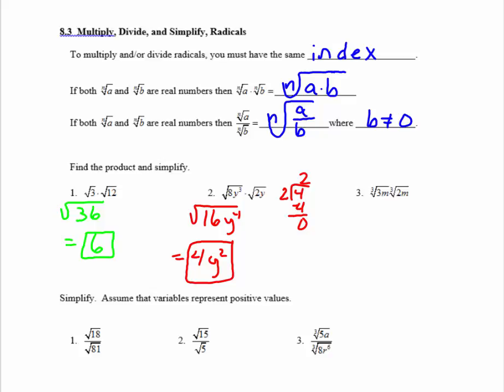Number 3, we have the cubed root of 3m times the cubed root of 2m. They are separated, meaning multiple radicals. Because they have the same index, let's put them underneath the same radical. 3 times 2 is 6, and when we multiply, we add powers, so we get m squared. There is not a nice cubed root of 6, and m squared does not have enough for its power to come out, so therefore you are done, and my answer is the cubed root of 6m squared.